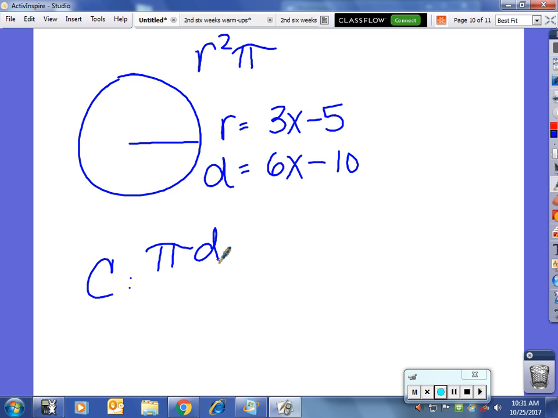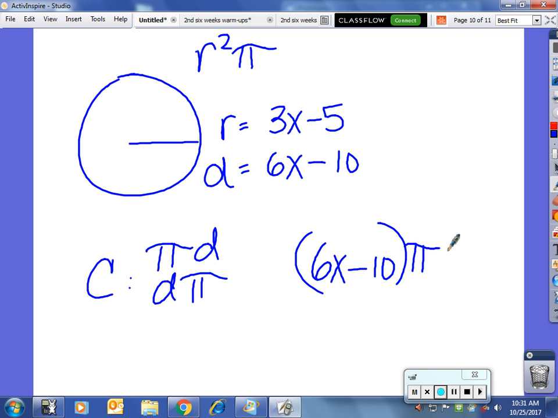Right, it's pi d or d pi. And since I've got a plus or a minus in between my terms, I need to put it in parentheses. I could stick the pi on the end, I could stick the pi on the beginning, but it's got to be in parentheses.